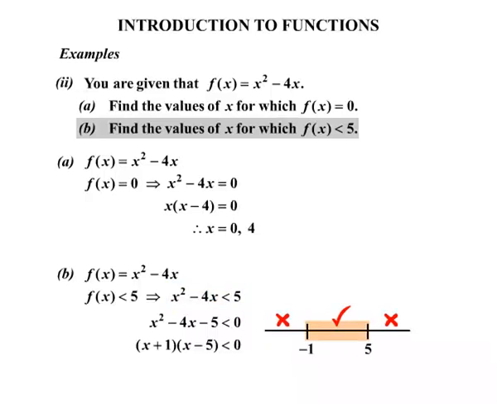So we're interested in x values between minus 1 and 5, and that's exactly how we write it. We say minus 1 is less than x, which in turn is less than 5. Excellent.